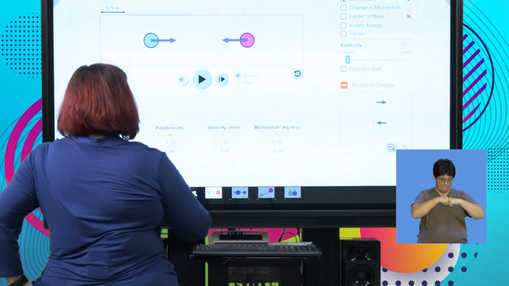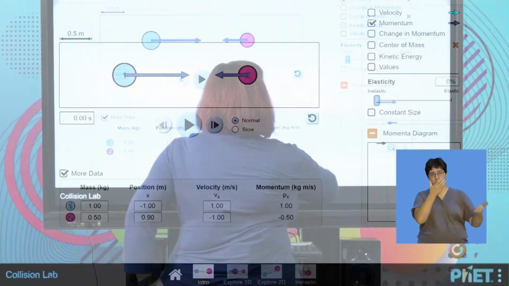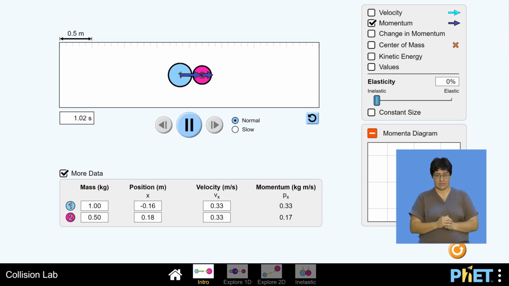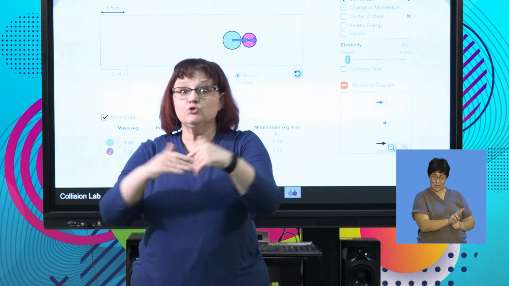Let's make number 1 bigger this time. I'm going to make it 1 kilogram. Number 1 has a momentum of 1 going to the right. Number 2 has a momentum of minus 0.5, so number 2 is going to the left. My total momentum is to the right, 0.5. Let's see what happens. They stuck together. The first ones we were looking at bounced off each other.